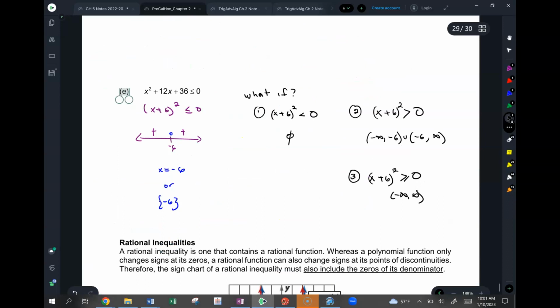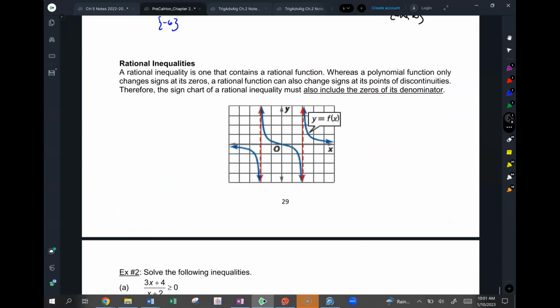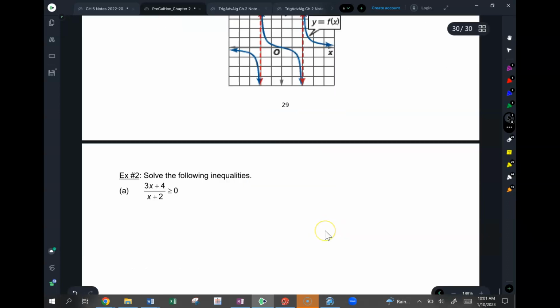Guess where else a function can change sign? At vertical asymptotes. Vertical asymptotes are also a place where a function can start at positive but then change to negative. Again, it has to do with multiplicity, right? If this comes from odd multiplicity, it changes sign. If not, it doesn't.